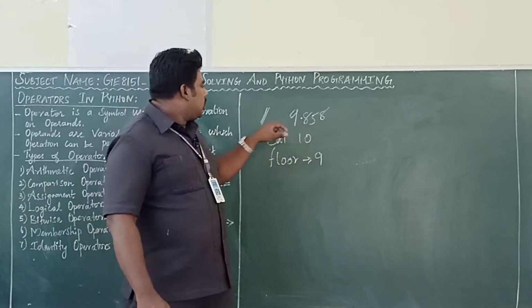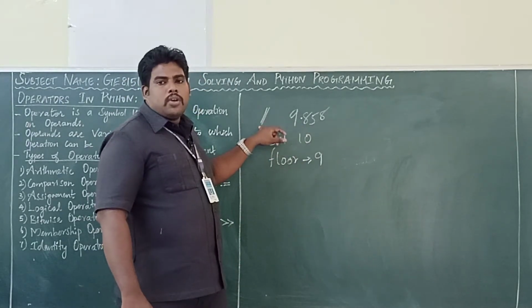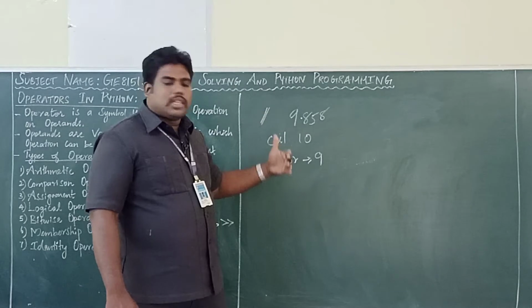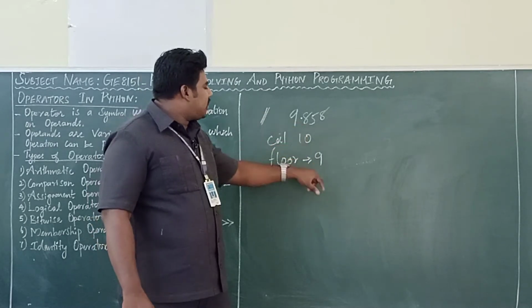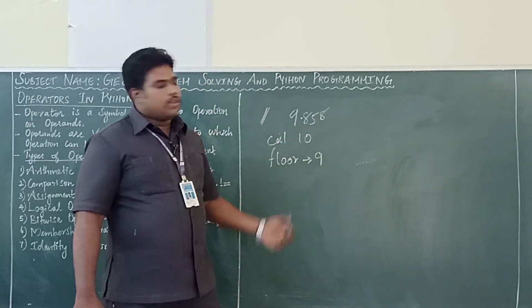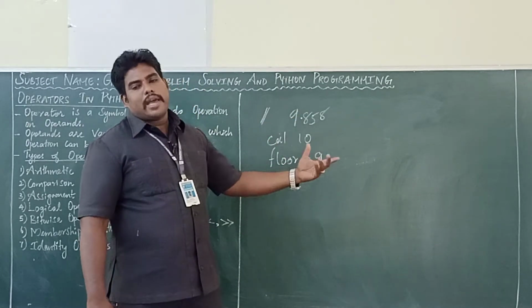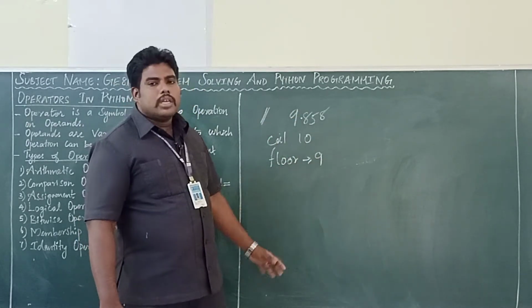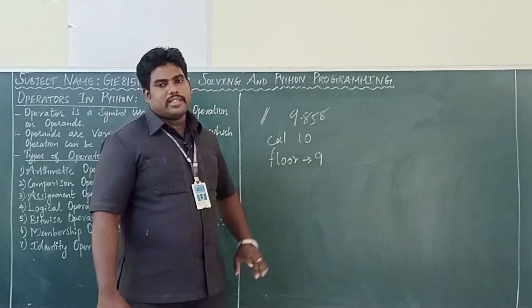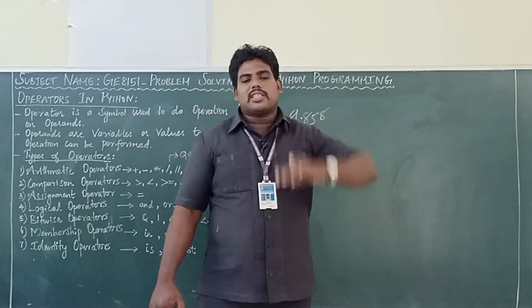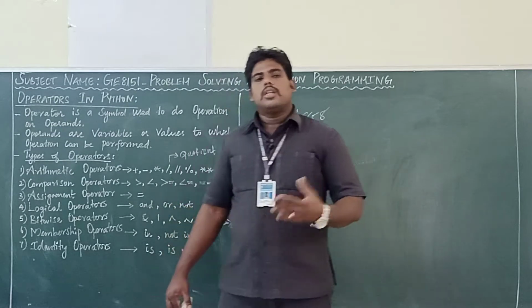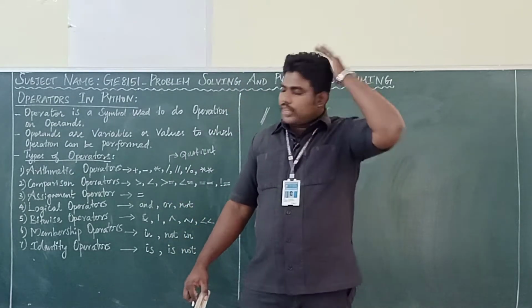While rounding, if you put this division symbol, you will get a pointed answer. That pointed answer will be rounded down to the floor value. If your quotient is 9.858, it will be considered as 9. That is floor division. It will take the floor value while rounding. All of you got it?